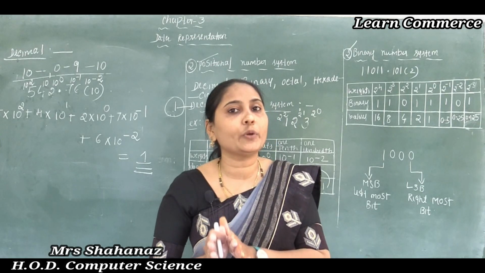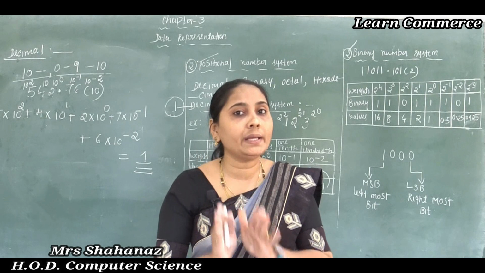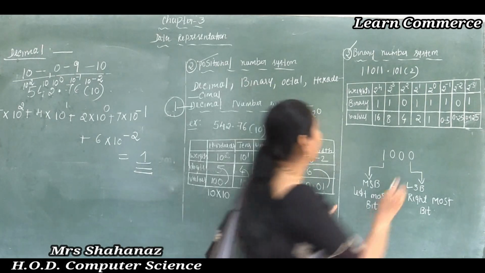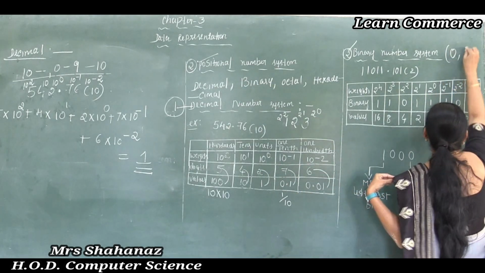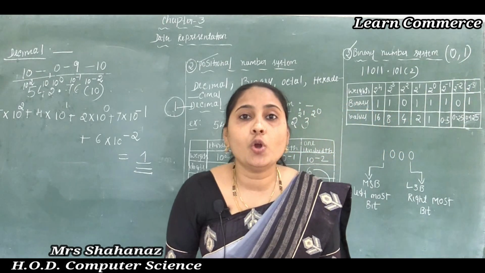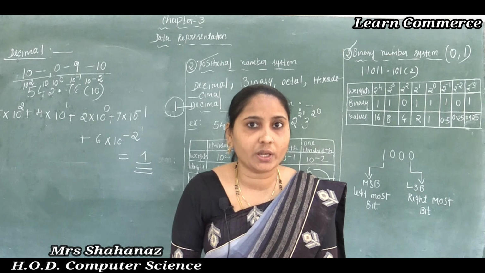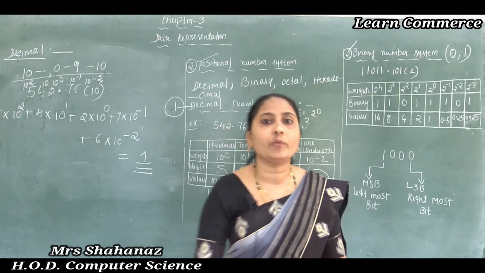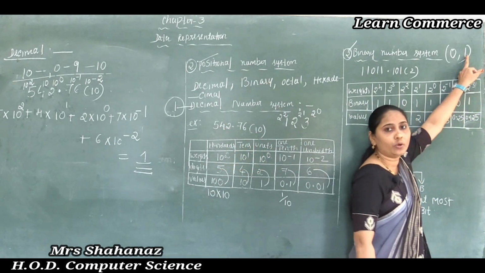As we know, the computer understands only the binary digit format. The format is 0 and 1. So here the 0 is called the low voltage value, and 1 is called the high voltage value.